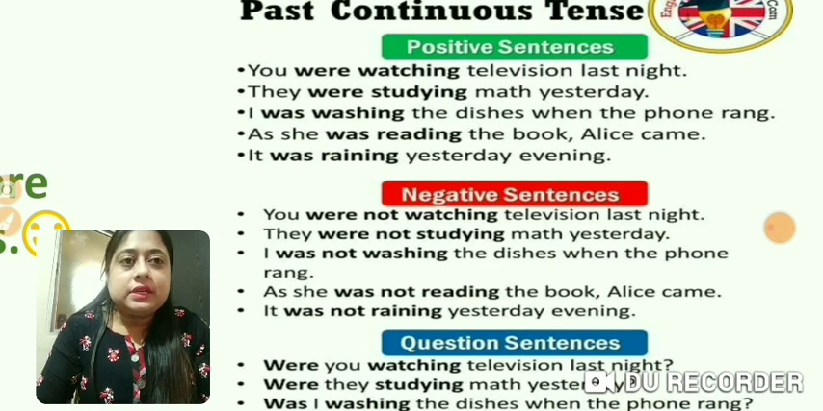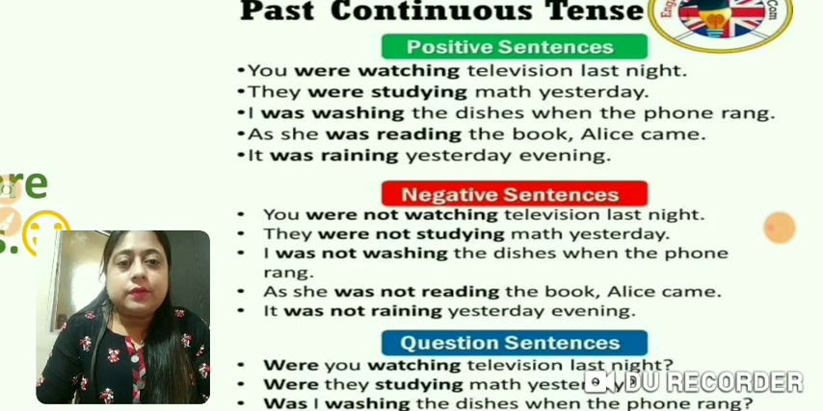As she was reading the book, Alice came. It was raining yesterday evening. So these are some examples of positive sentences in the past continuous tense. In negative sentences: you were not watching television last night. They were not studying maths yesterday. I was not washing the dishes when the phone rang. As she was not reading the book, Alice came, and it was not raining yesterday evening.